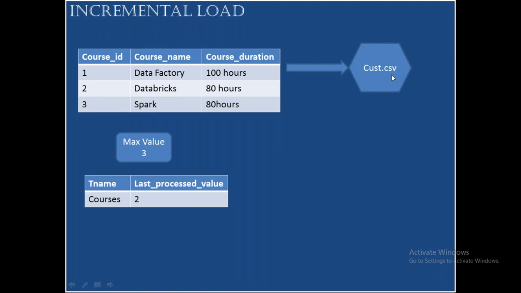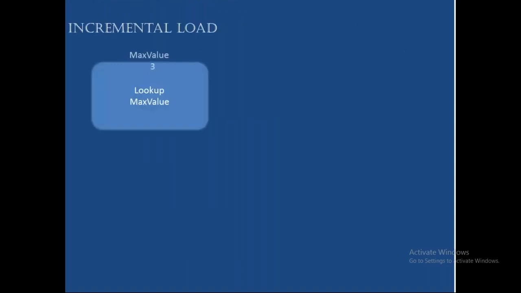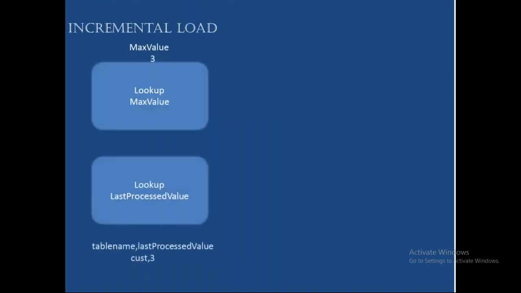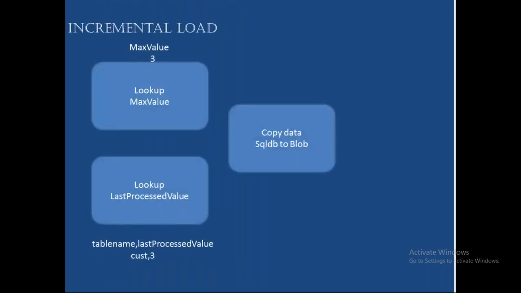One record. On record, I'm going to the last processed value again. This particular max value I will update in the last processed value. Okay, same lookup activity will read max value. Last processed value will be read by this lookup.